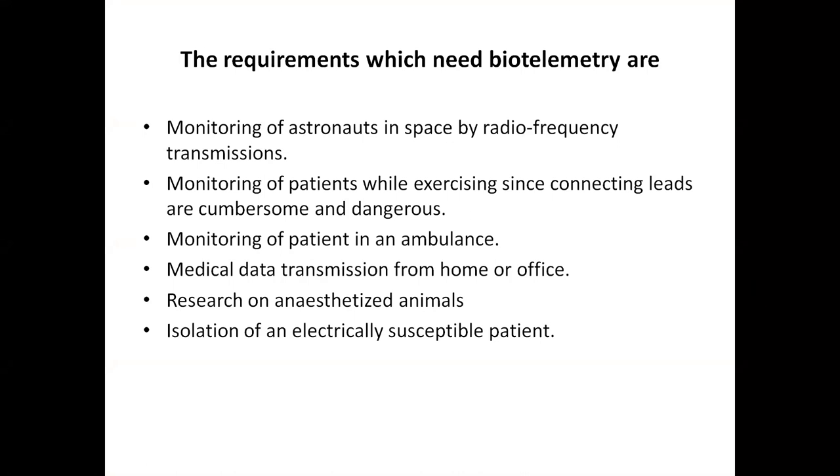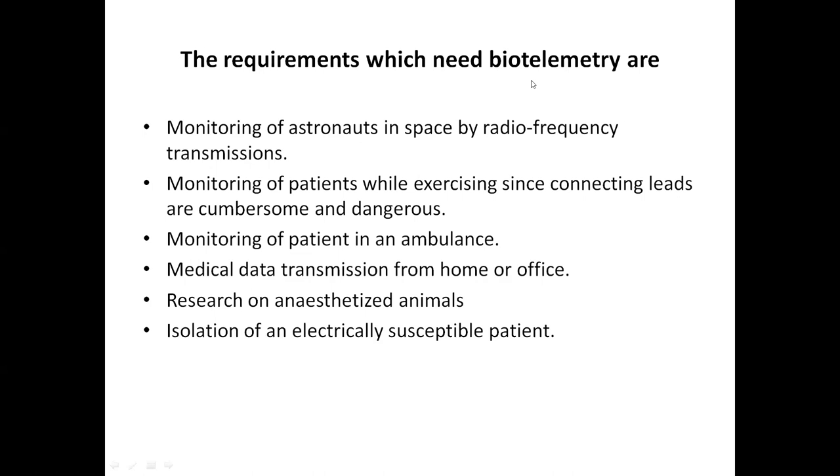So the basic intention for biotelemetry, and the requirements of biotelemetry. Let us talk about biotelemetry. These are the basic requirements. First, monitoring of astronauts in space by radio frequency transmission. As we know, when astronauts settle in geo orbits, we have to test their health status from ground earth stations. That's why we require biotelemetry from the ground to the concerned geostationary orbits. Simply put, monitoring of astronauts in space by radio frequency transmission.